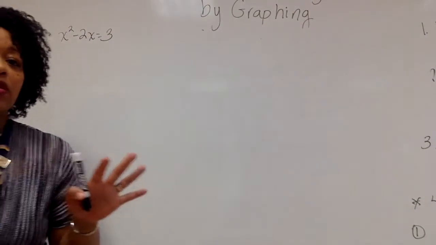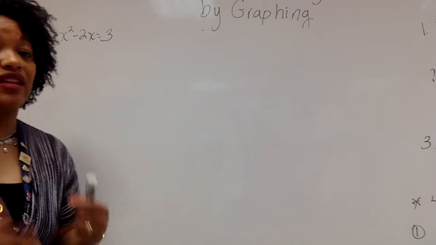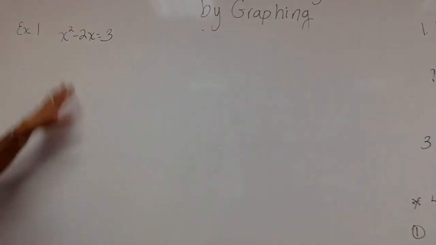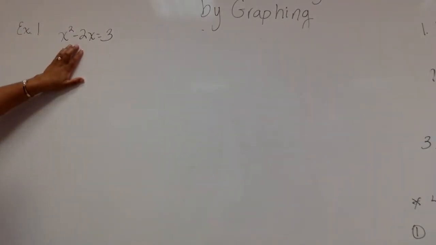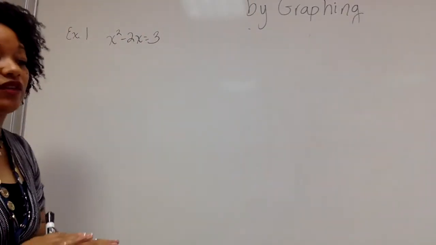Okay, so we got a couple of examples in your notes. We're going to do a couple together, go through our steps. You can see what this looks like. Here's example one. You've got x squared minus 2x equals 3. So let's just get started.